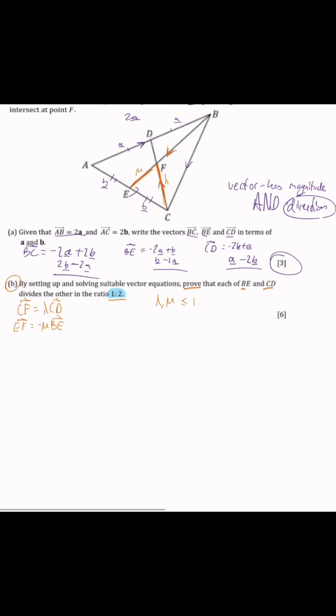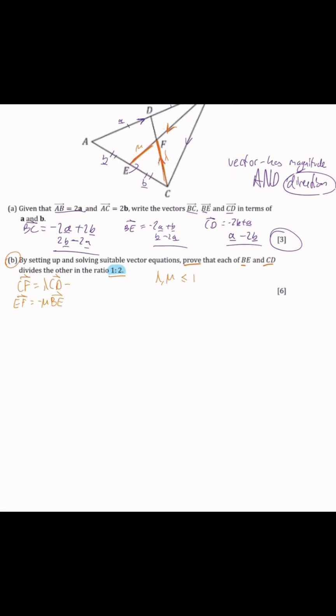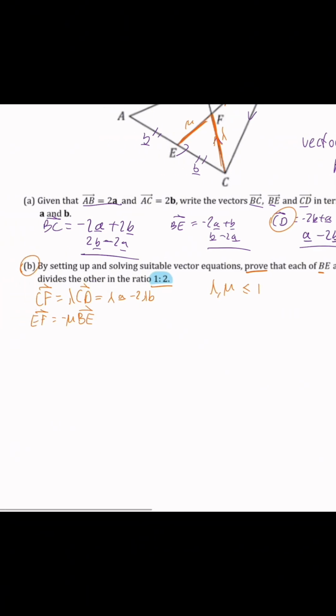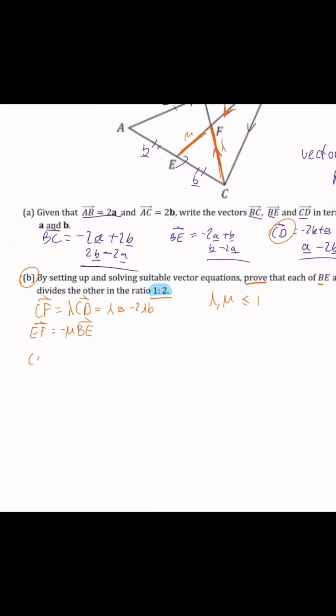Now we're going to find CF. So we know CD already from up here. So we simply substitute that in to get lambda a minus 2 lambda b. Now we can find CF another way. So we can say CF, we're going to go backwards here, and then we're going to go up.